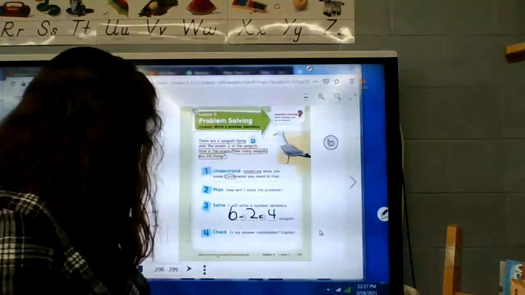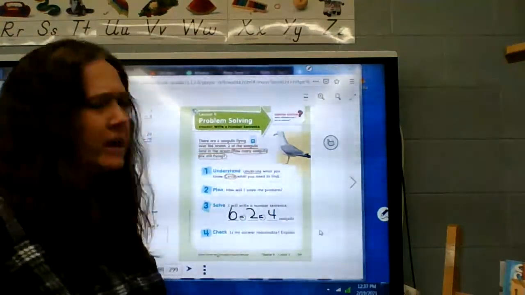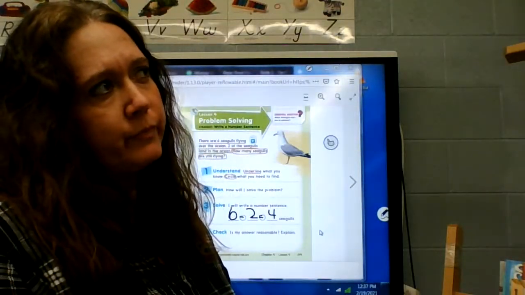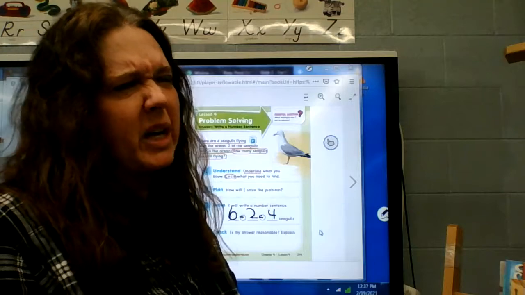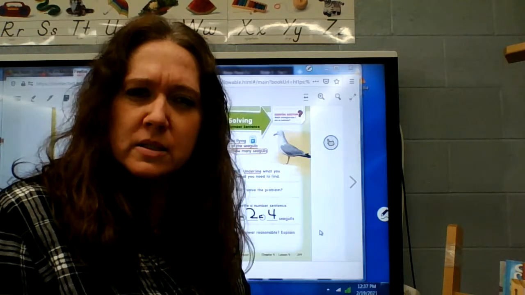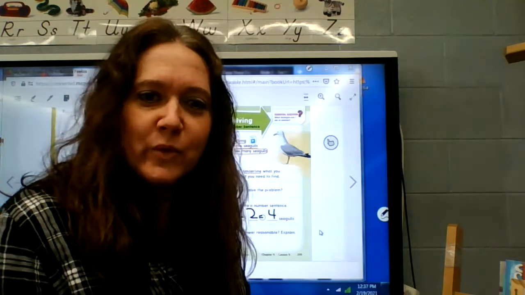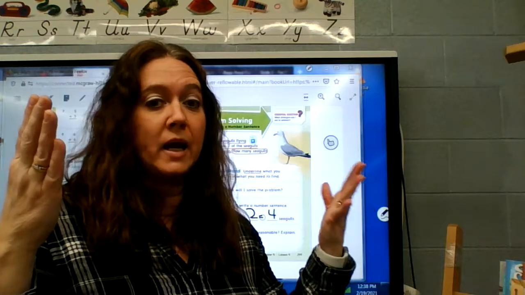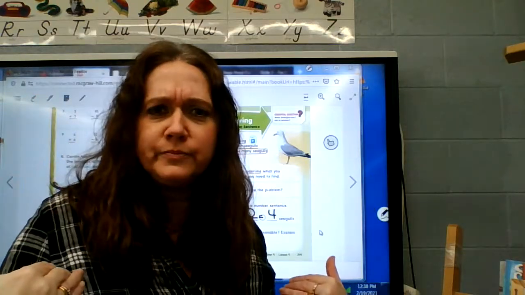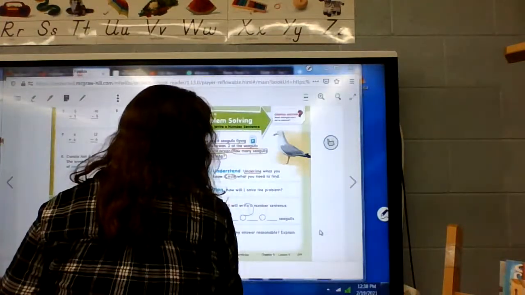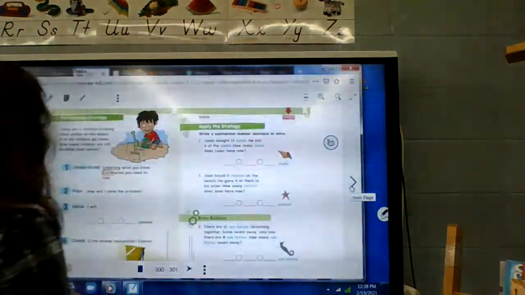Is my answer reasonable? So we think, well, would it make sense if there were 6 and then 2 of them landed? Does 4 seem like a reasonable answer? Does 4 seem like it would make sense? Yes. We didn't come up with a bigger number, and we know it's not 0. So it is a reasonable answer. All right, let's turn the page.